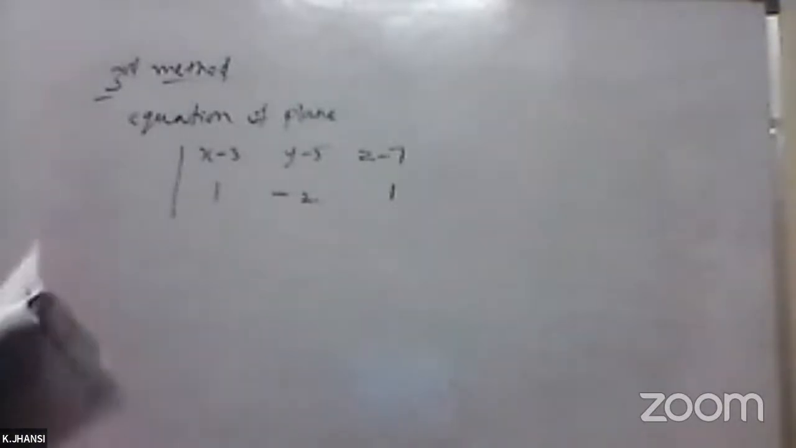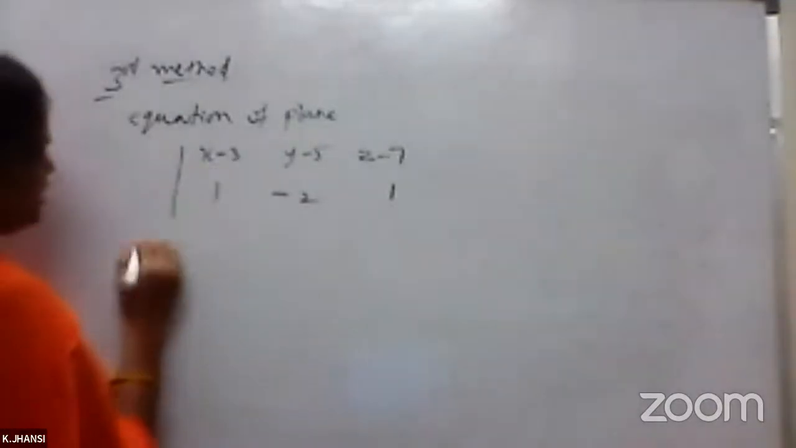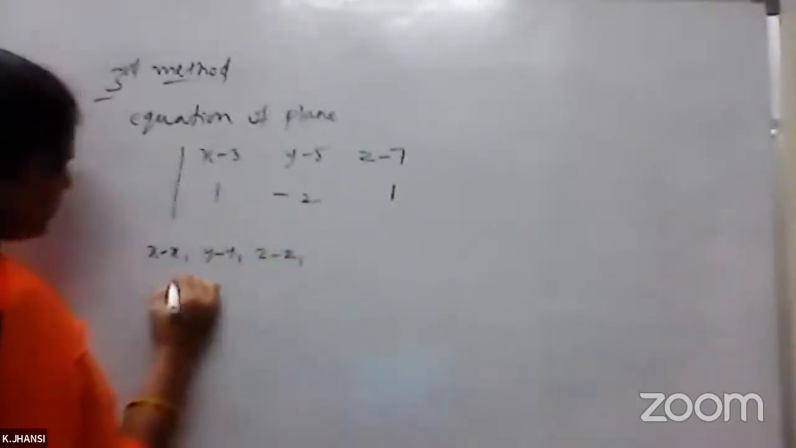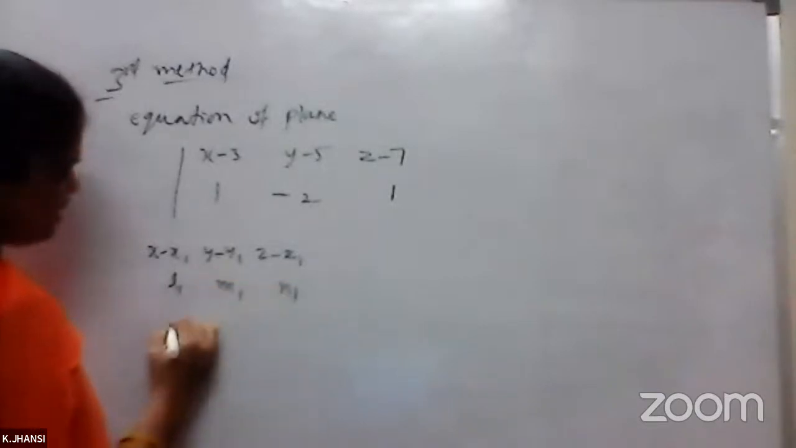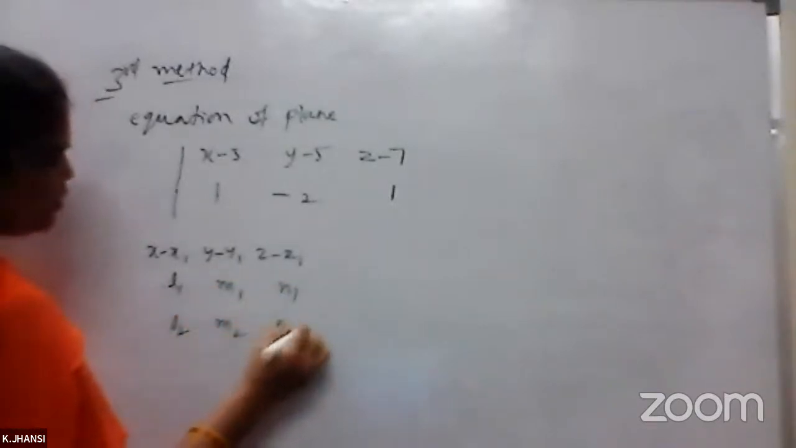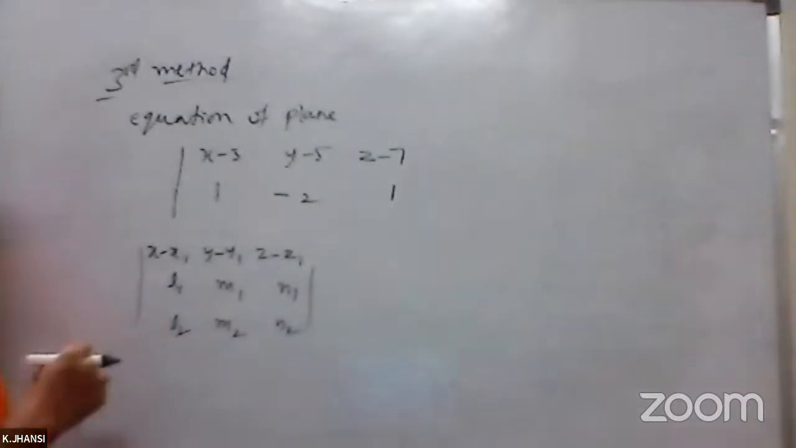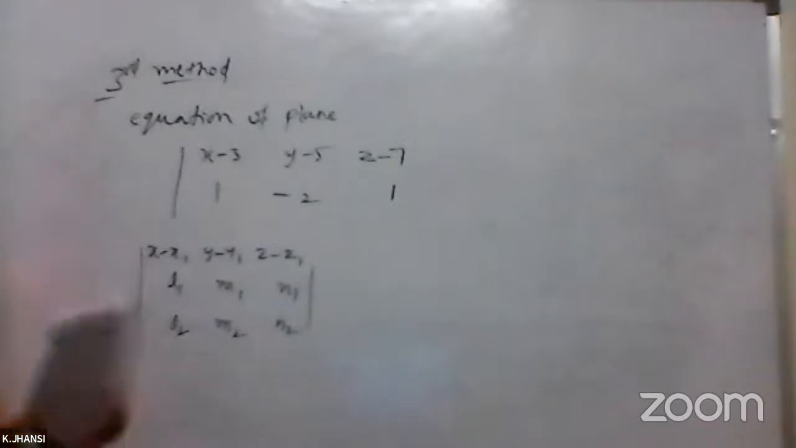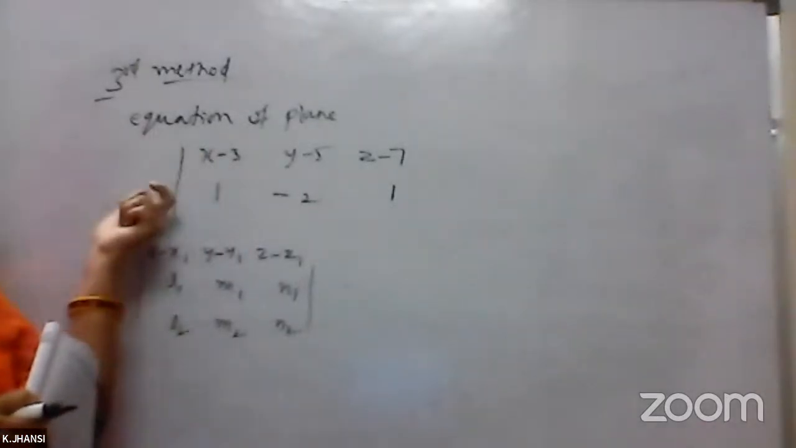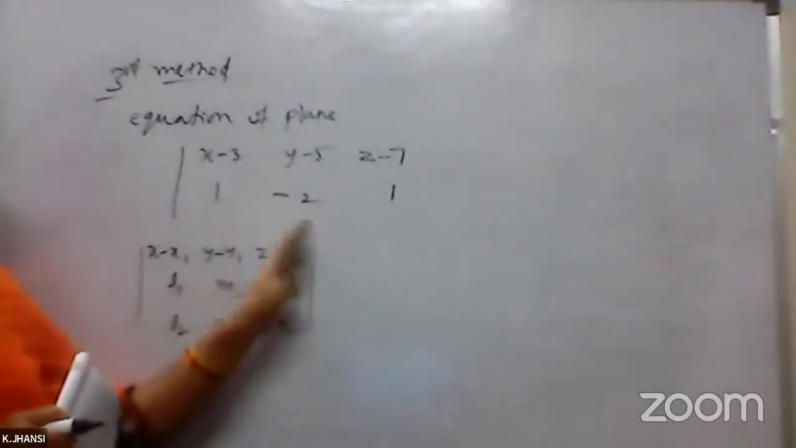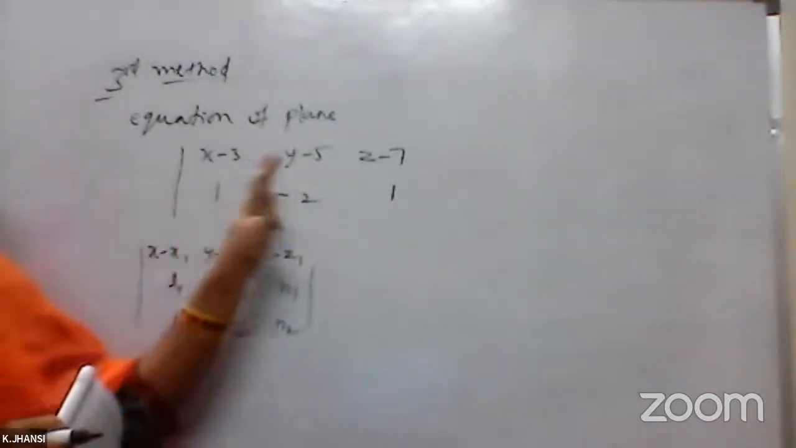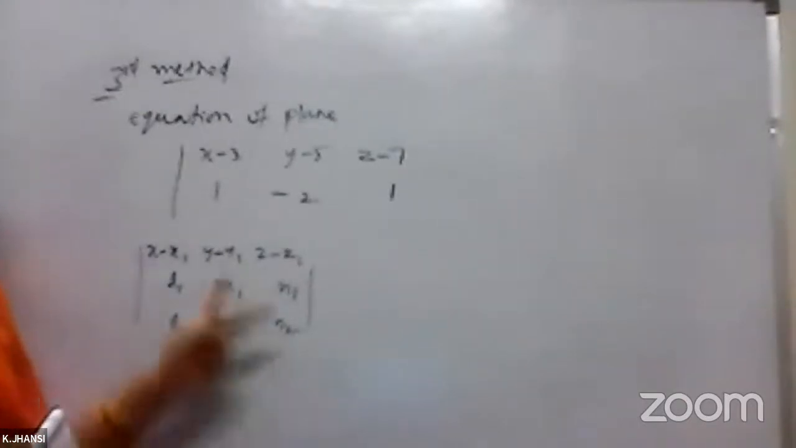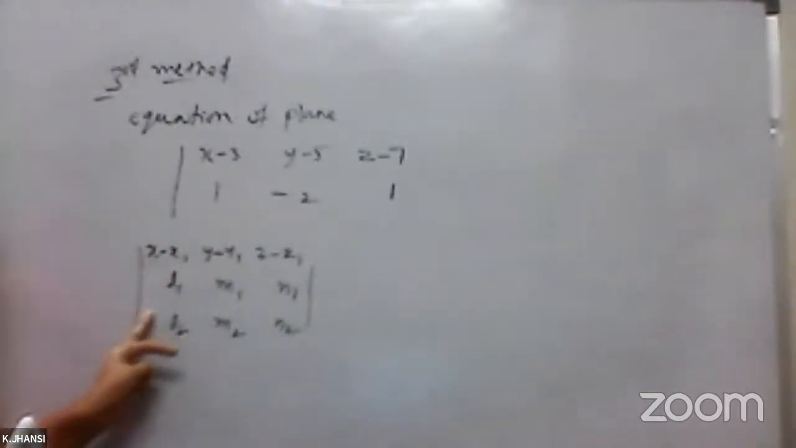What is this formula? It is the determinant of x minus x1, y minus y1, z minus z1, L1, M1, N1, L2, M2, N2. If you remember this formula, this is the formula we have used for finding the coplanarity and also the intersection of the two lines. After showing that the two lines intersect each other, or that the two lines are coplanar, for finding the equations we'll find two equations. For that equation we have used this formula.